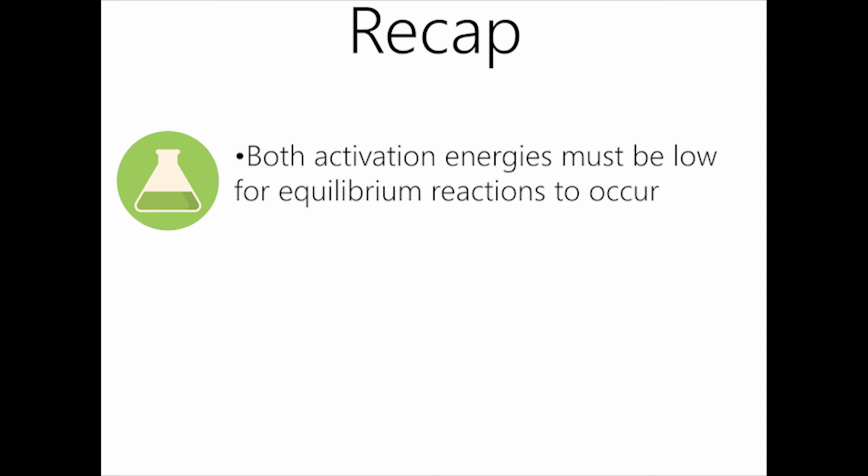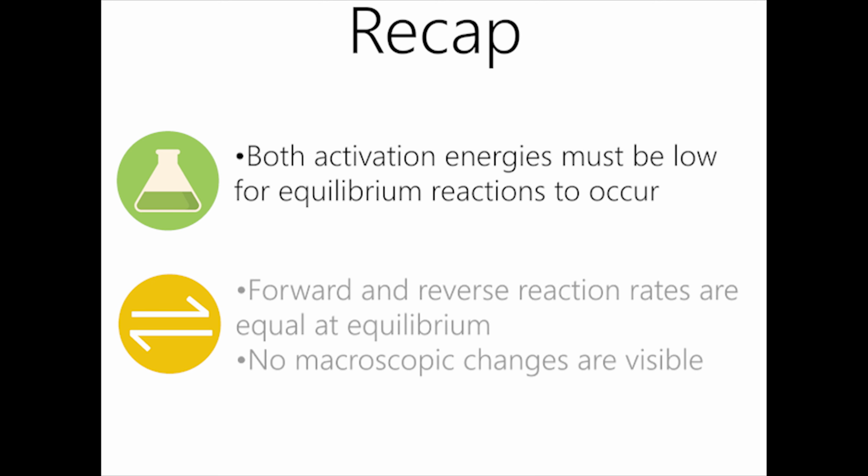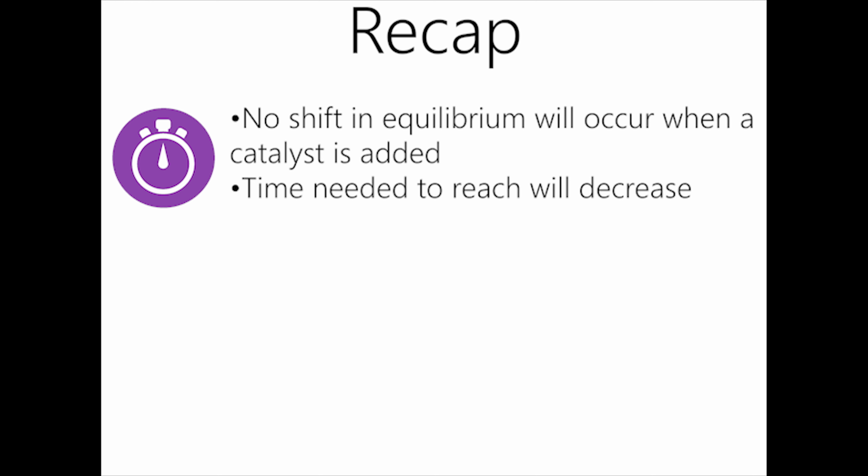So let's do a recap of everything we've learned. For an equilibrium reaction to occur, the activation energies of both directions of a reaction must be low. Equilibrium occurs when the forward and reverse reaction rates are equal. A system of dynamic equilibrium will have no macroscopic changes and cannot be observed directly. If a catalyst is added to an equilibrium system, there will be no shift in equilibrium, but the time required to reach equilibrium will decrease.